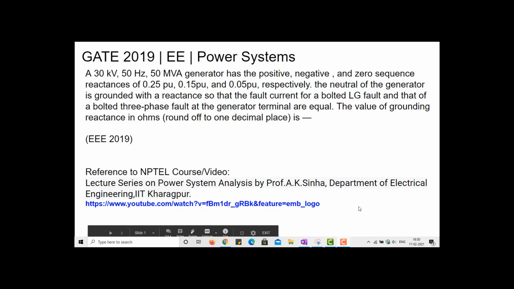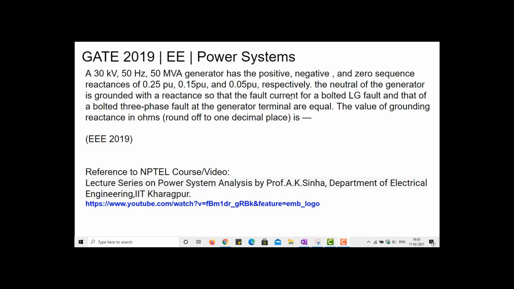Welcome all. Now I am going to discuss question number 50 from the GATE 2019 paper Electrical Engineering. The question is, a 30 kV 50 Hz 50 MVA generator has the positive, negative and zero sequence reactances of 0.25 per unit, 0.15 per unit and 0.05 per unit respectively.